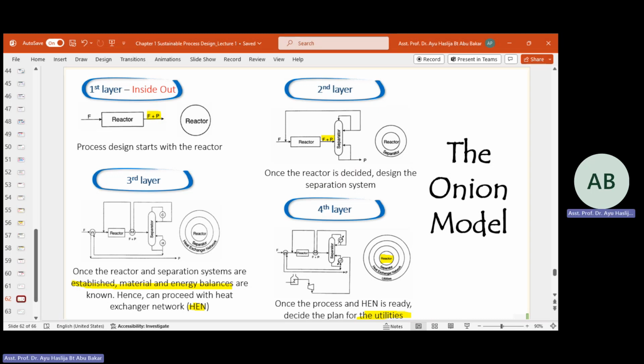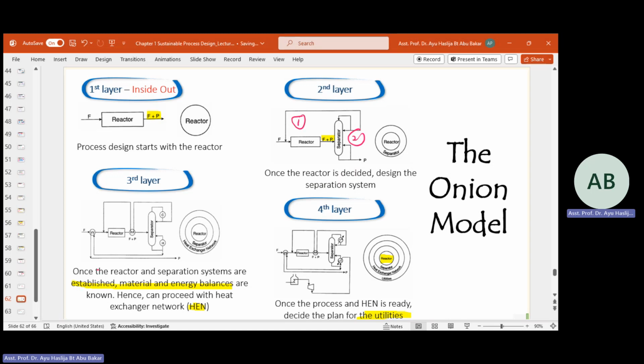So in that reaction, what reactor is involved? What type of reactor? How many reactors are involved? Then from the reactor, you have your product. The effluent from the reactor contains a mixture of product and unreacted reactant. Then how to separate it? Okay, that's when the second layer comes in, the separator. First reactor, second separator.